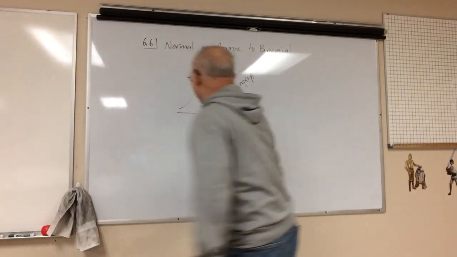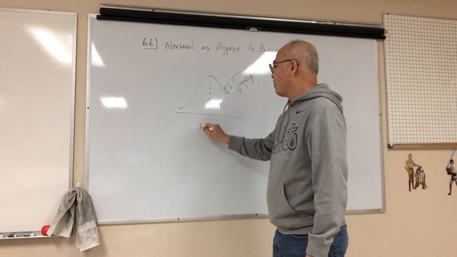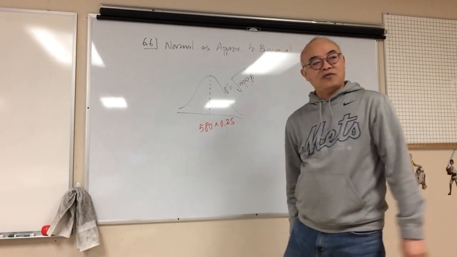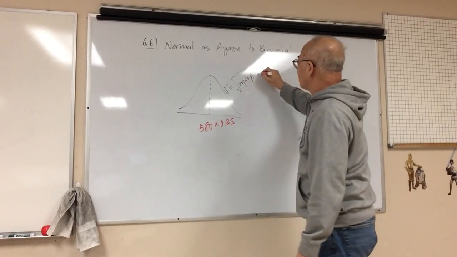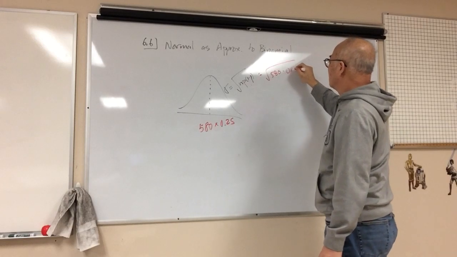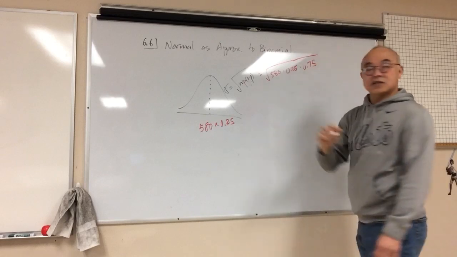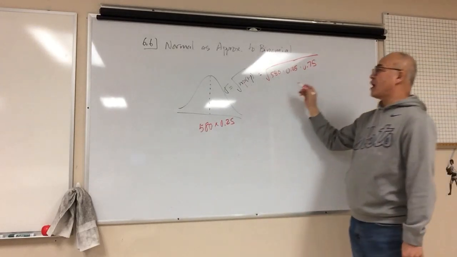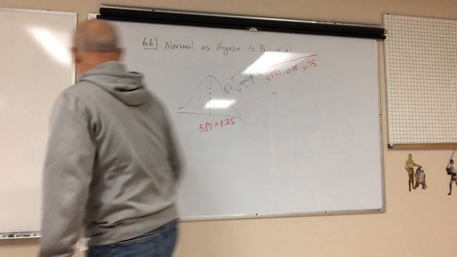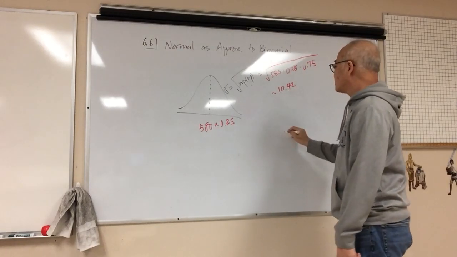Okay, so what do we have here? We have np. What is my n? 580. My p was 0.25, right? So this is going to be equal to 580 times 0.25 times 1 minus 0.25, which is 0.75. And if I do this, the book tells me I get 10.42.